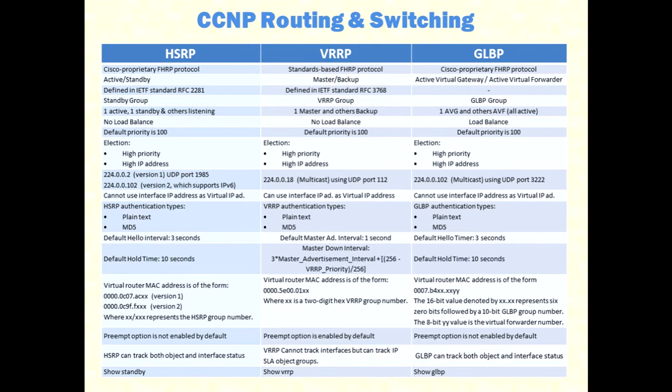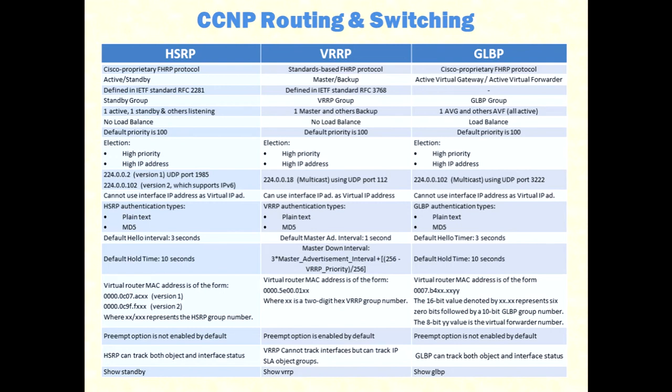Default hello interval, which is 3 seconds for the HSRP. For the VRRP, we have default master advertisement interval, which is 1 second. For the GLBP, we have default hello timer 3 seconds. For the HSRP, default hold time, which is the time after which we consider the active router to be down, which is 10 seconds for HSRP.